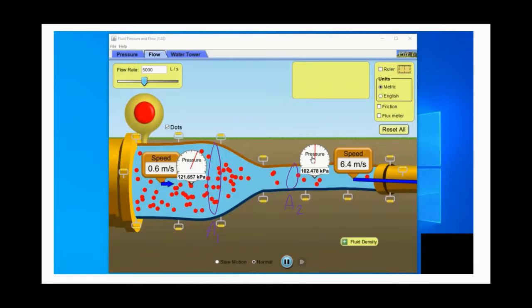Okay? And I can measure the speed. The speed here is small, slow. On the other side here, it's fast. So the speed increases when the area decreases. But the pressure is opposite to the speed. The pressure here is 102 kilopascal. Here it's 121 kilopascal. We don't need the numbers. What I need you to understand is the pressure here is high. So when the speed is low, the pressure increases. When the speed is high, it will be low pressure.